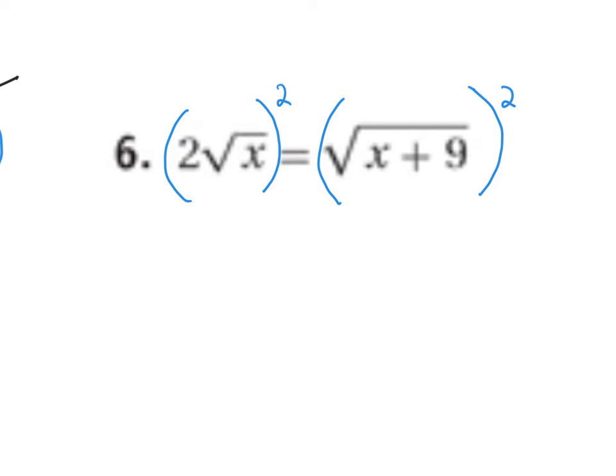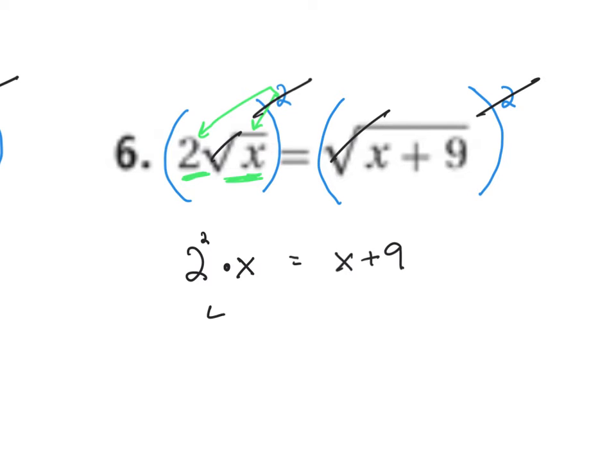Now check this out here, folks. There's a base outside of a root, and then there is the root. So just make sure that the square is applied to the 2, and the square is applied to that. So when we do that, I end up with 2 squared times x is equal to, the square and the square root cancel, x plus 9.